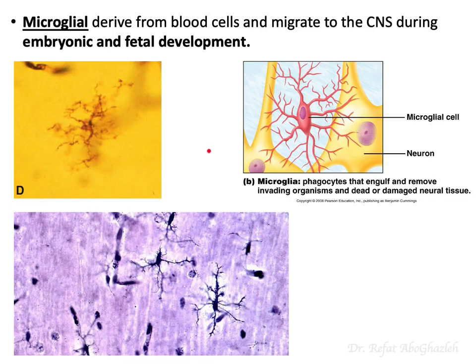So again, I think this is a gold stain showing a microglia, and again I would like to reiterate that they are the least abundant type of neuroglia cells, because they are derived from blood cells and they migrate to the central nervous system during the embryonic and fetal development. But after that, no way to get into the brain, right?